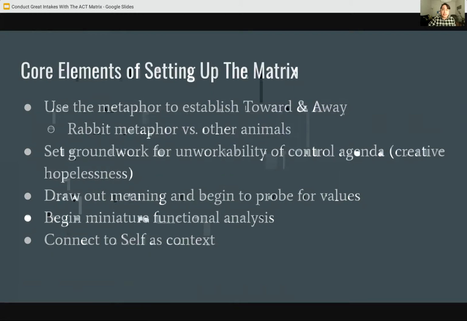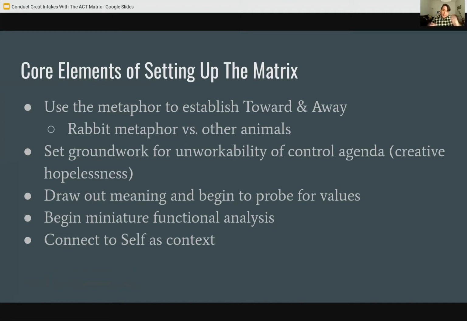So let's take a look at some of these core elements of the ACT matrix. The first thing we do is we establish this metaphor of toward and away, and we use the rabbit metaphor to reinforce that. The rabbit metaphor is the standard way of establishing the toward and away distinction. You can use other animals if you'd like, but my recommendation is you keep it consistent. For example, there was a time when I was asking clients, do you have a pet at home? And then I would use whatever animal they have, because all animals do this toward and away thing, including us as humans.